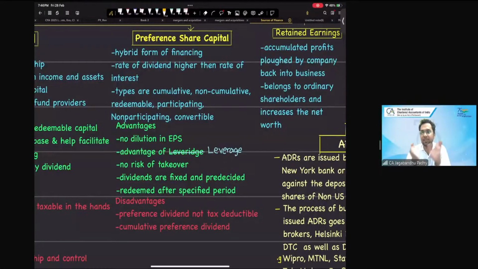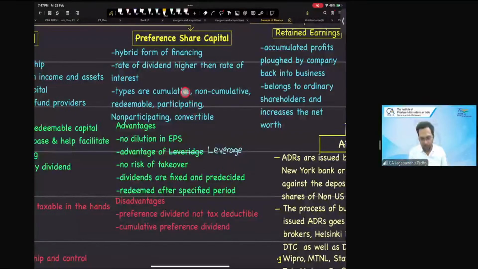It's a form of equity as well as debt. Like debt, you're required to pay them a fixed amount of dividend. And like equity, they are owners of the company also. The rate of dividend is generally going to be higher than the rate of interest. These can be cumulative, non-cumulative, redeemable, participating, non-participating, convertible also.